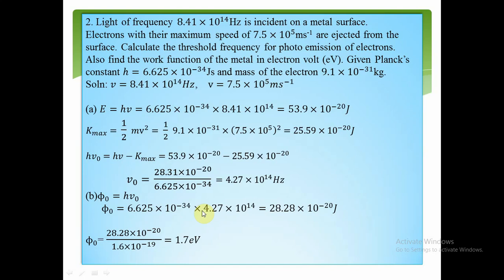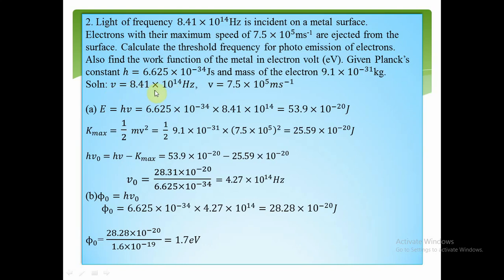Light of frequency 8.41 into 10 raised to 14 hertz is incident on a metal surface. Electrons with a maximum speed of 7.5 into 10 raised to 5 meter per second are ejected from the surface. Calculate the threshold frequency for photoemission of electrons. Also find the work function of the metal in electron volts. This is one of the simplest problems. Also, as we have seen previously, Planck's constant is 6.625 into 10 raised to minus 34 joule seconds, and the mass of the electron is given as 9.1 into 10 raised to minus 31 kg.